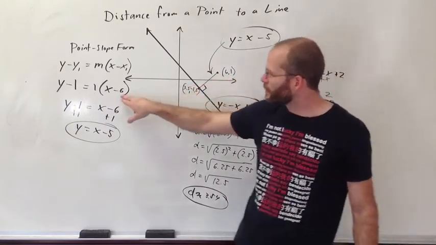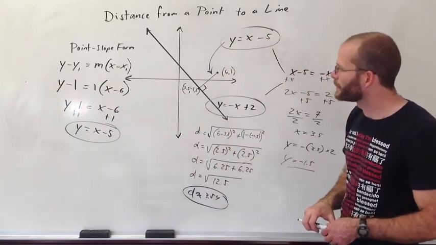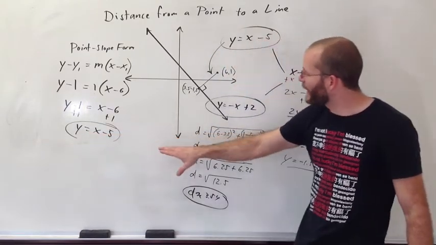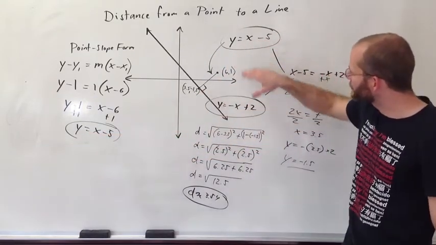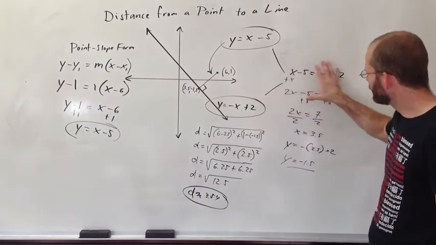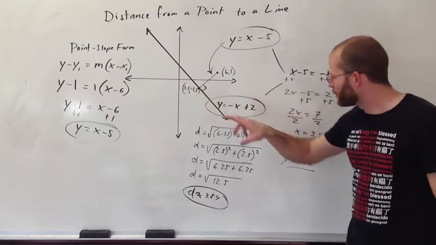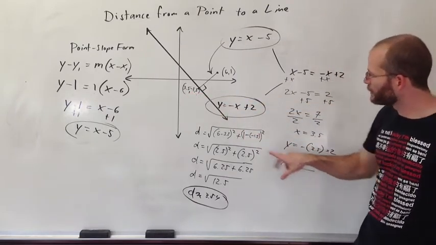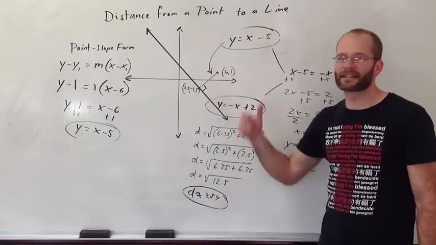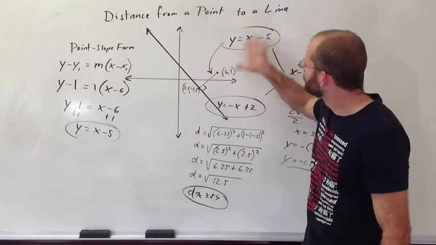6, 1, so I've put that in for x and y. Rewrite it in the linear equation form. Y equals x minus 5. And with that we build a system of equations to determine the coordinates of this point right here. We've done that here. The coordinates of the point, we found the x first was 3.5. We use that 3.5 then to solve for y, -1.5. And now we've got two endpoints on a segment. We can use the distance formula to find the distance of that segment. That is finding the distance from a point to a line.